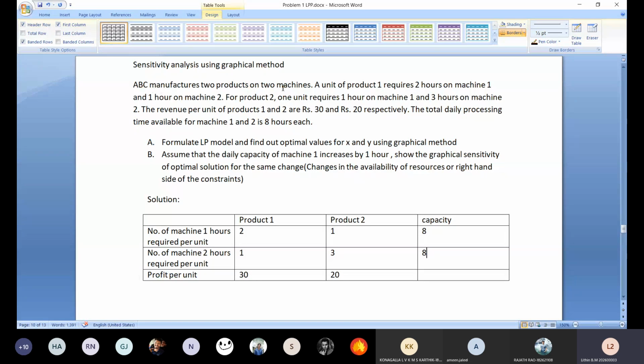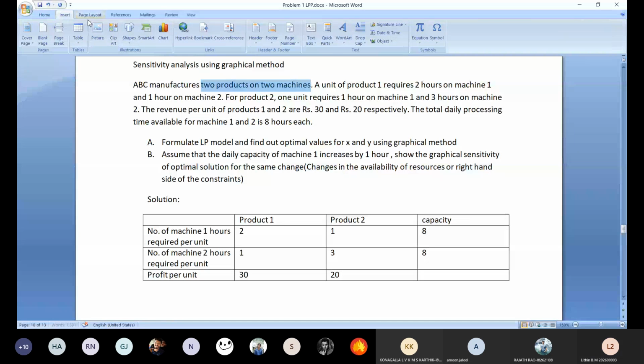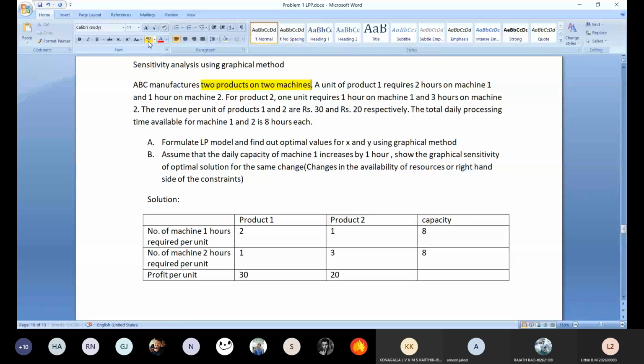See, ABC manufactures two products on two machines. So there are technically two products and two machines, right? Okay. Then a unit of product 1 requires 2 hours on machine 1, so here I have written 2 hours on machine 1, and then 1 hour on machine 2. Then for product 2, 1 unit requires 1 hour on machine 1 and then 3 hours on machine 2.